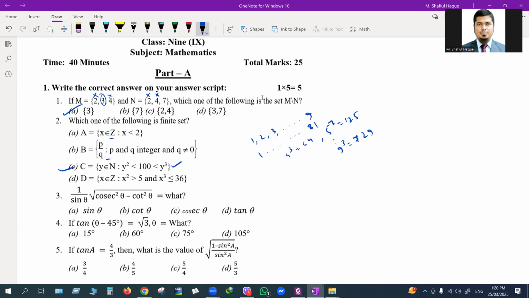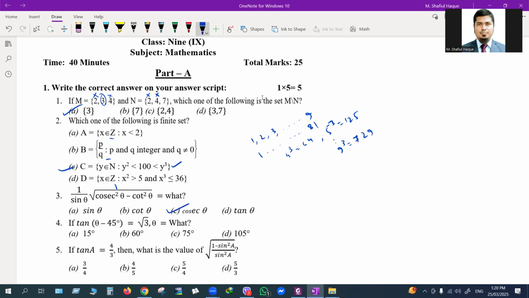Question number 3, 1 minus 1 by sine theta. Cosec square minus cot square is equal to what? Cosec square minus cot square is equal to 1. So 1 by sine means cosec theta. So it will be the answer.